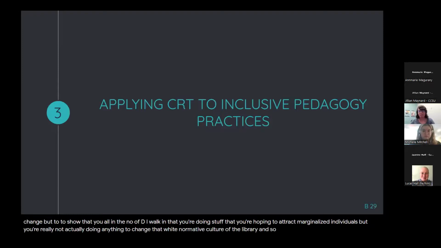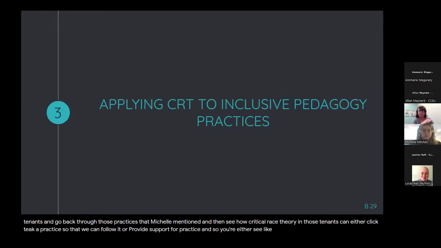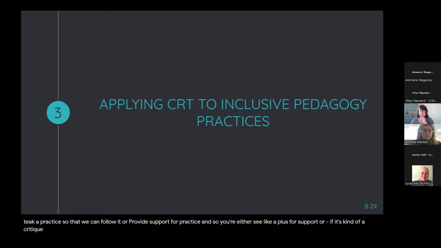And so what we wanted to do is take these tenets and go back through those practices that Michelle mentioned, and then see how critical race theory and those tenets can either critique a practice so that we can further it or provide support for a practice. And so you'll either see a plus for support or a minus if it's kind of a critique of the practice.